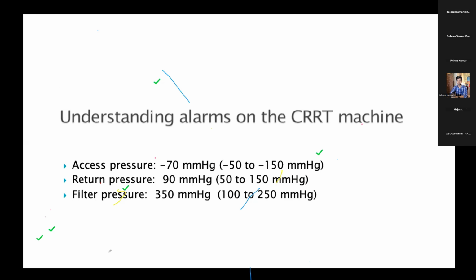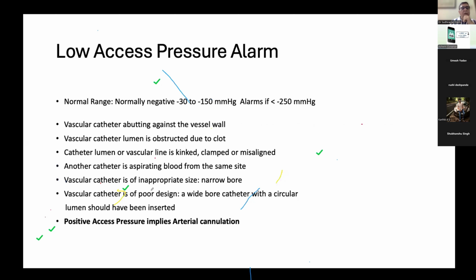This is the same thing which I have shown you. These are the normal figures: access pressure, return pressure, and the filter pressure, and another one is the effluent pressure. So what are the low access pressure alarms? As you saw, when you are trying to extract blood from the vascular venous side, with the blood pump there, the pressure has to be negative. If a more negative pressure is generated, that indicates there is some kinking of the catheter or any of the tubing, and you have to see why it is happening.